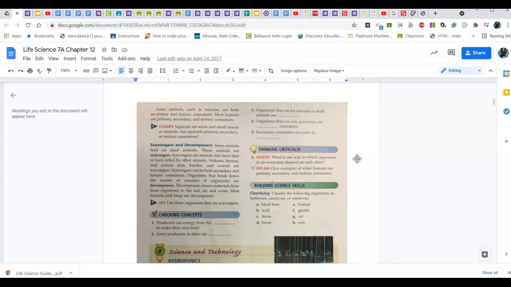Classify the following organisms as herbivore, carnivore, or omnivore. A black bear is an omnivore. A wolf, well, they typically only eat meat. They are carnivores. Horses like grass, hay, and different types of oats or grain. That makes them a herbivore.